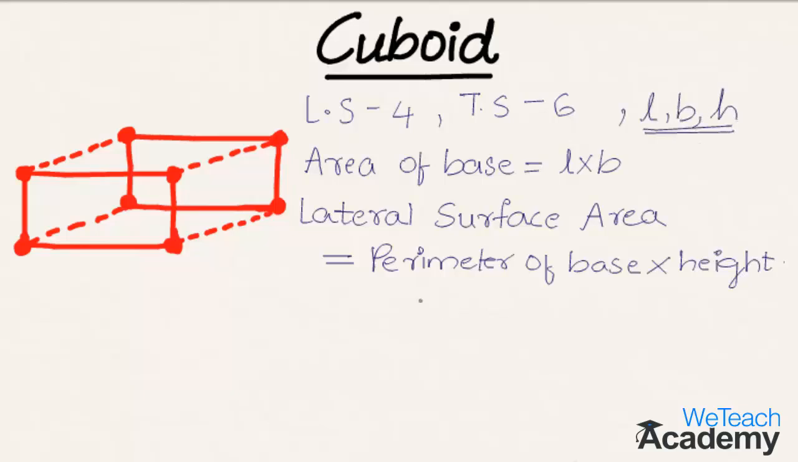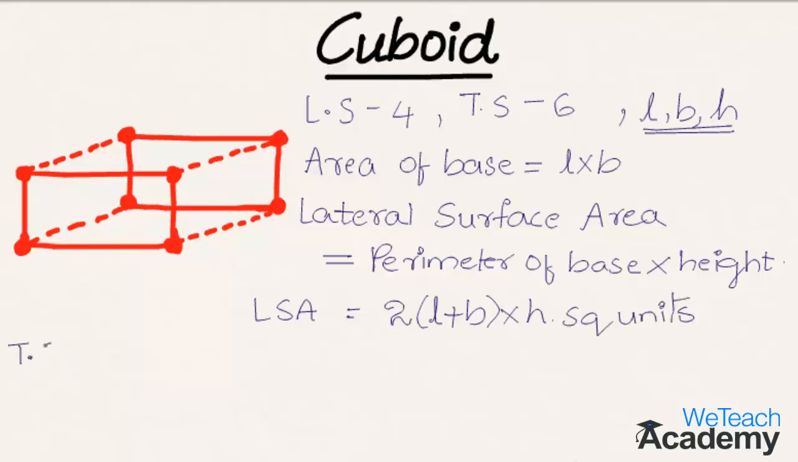Coming to the perimeter of the base of a cuboid, the perimeter of the base will be equal to the perimeter of a rectangle, which is given by the formula 2 times of L plus B. So here we get 2 times of L plus B into the height h. So we get the lateral surface area of a cuboid as 2 times of L plus B into h square units.